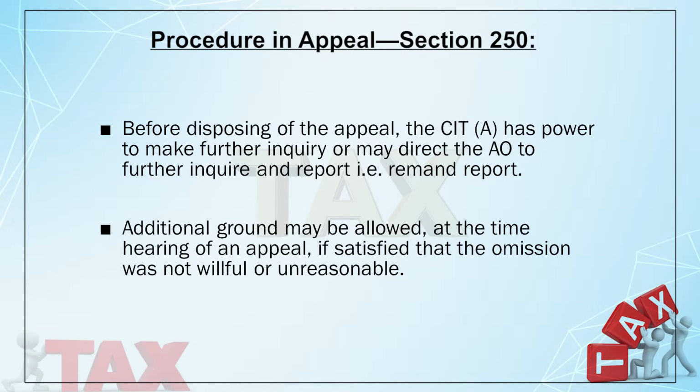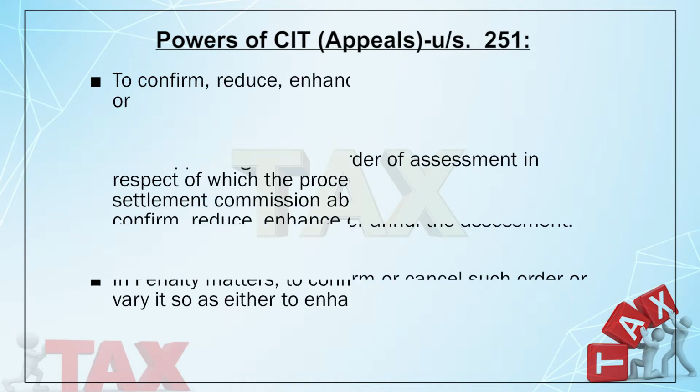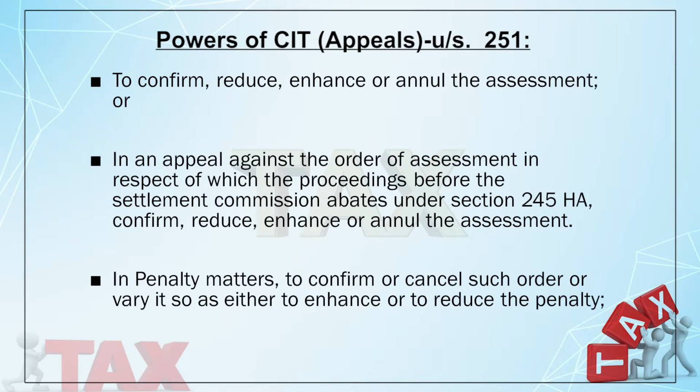Please come with the documents and evidence to prove that you have a justified claim which has been denied by the assessing officer. What is the power of the commissioner so far as appeal is concerned? The commissioner appeal or the joint commissioner appeal, as the case may be, has tremendous power in disposing of the appeal petition. They will listen to both the parties, the department as well as the aggrieved assessee, and he may confirm, he may reduce, he may enhance, or he may annul the assessment.